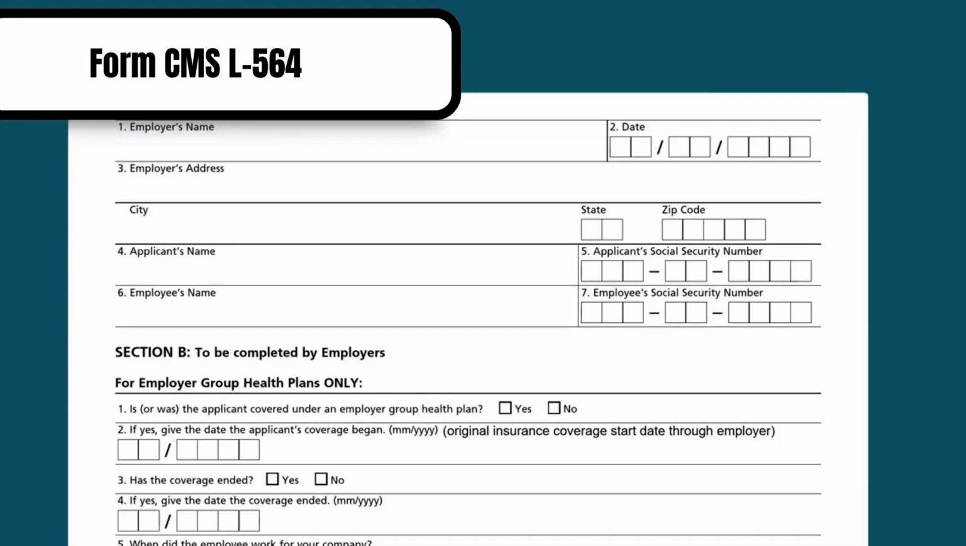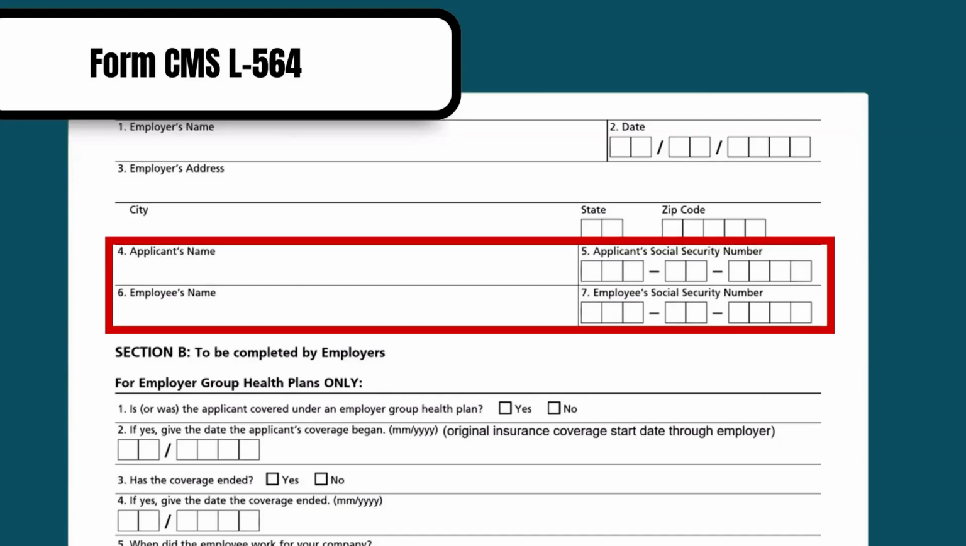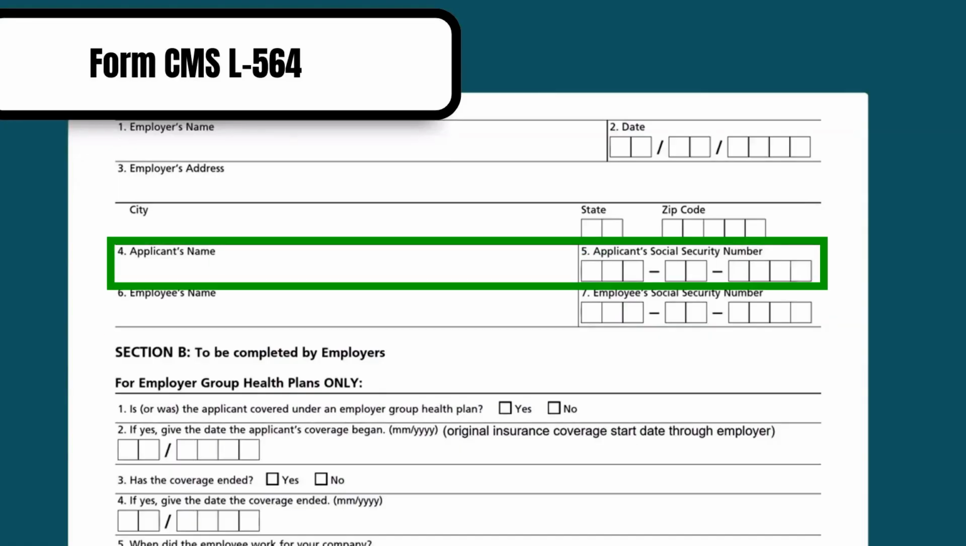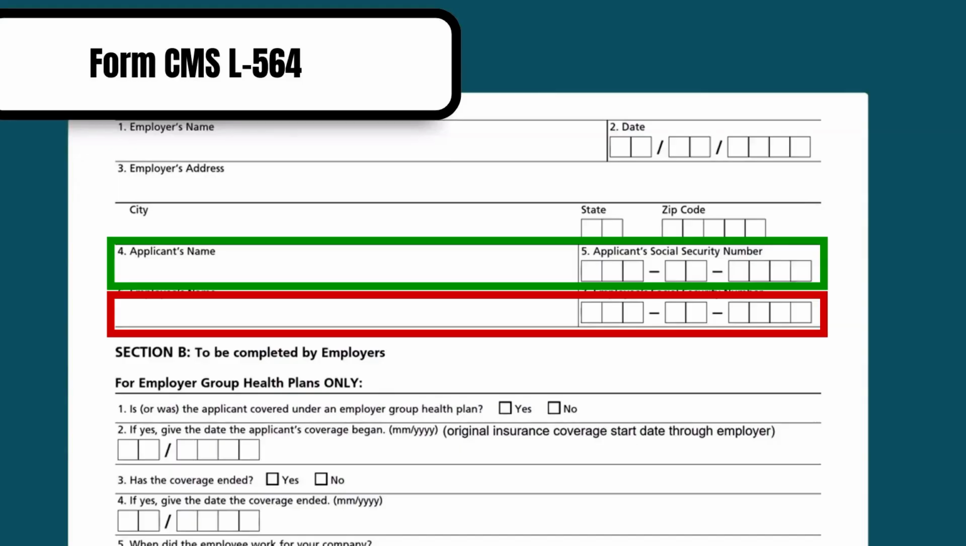To simplify, if both spouses are covered under the same group health plan and both are signing up for Medicare at the same time, you would hand in 2 of these forms, one of which would have the employed spouse's name and social in 4 through 7, and one of which would have the non-working spouse's name and social in number 4 and 5, and the working spouse's name and social in number 6 and 7.